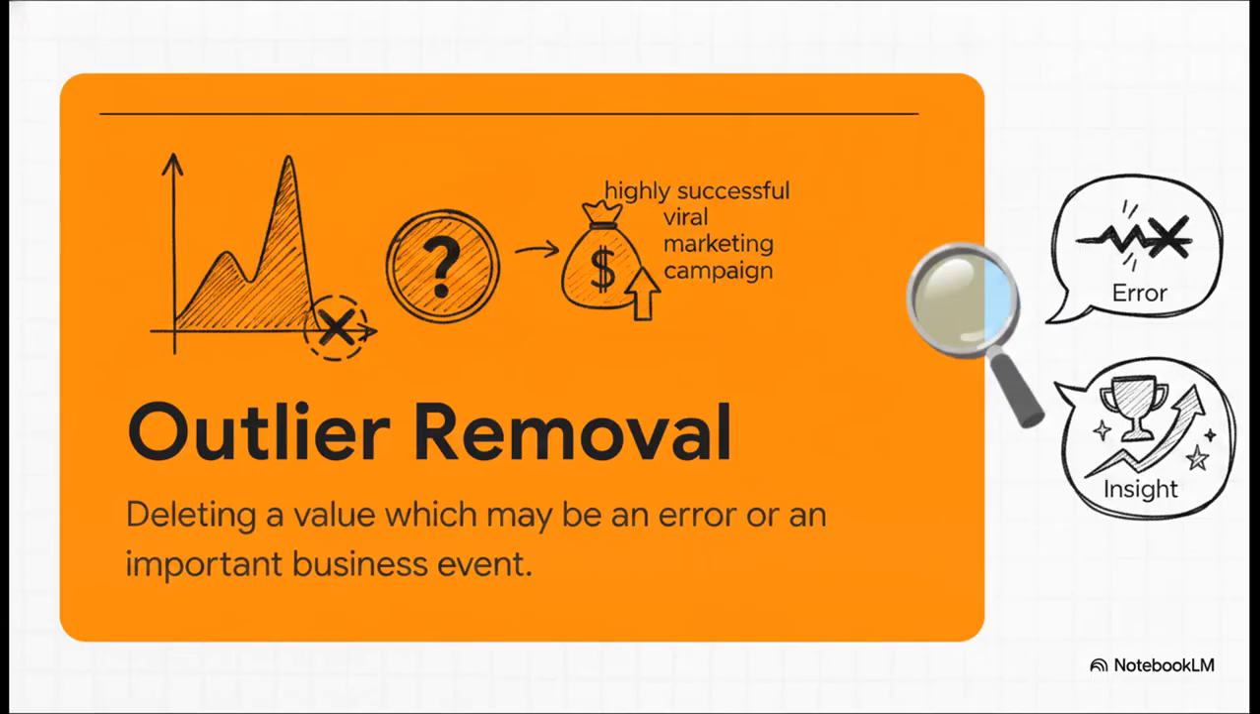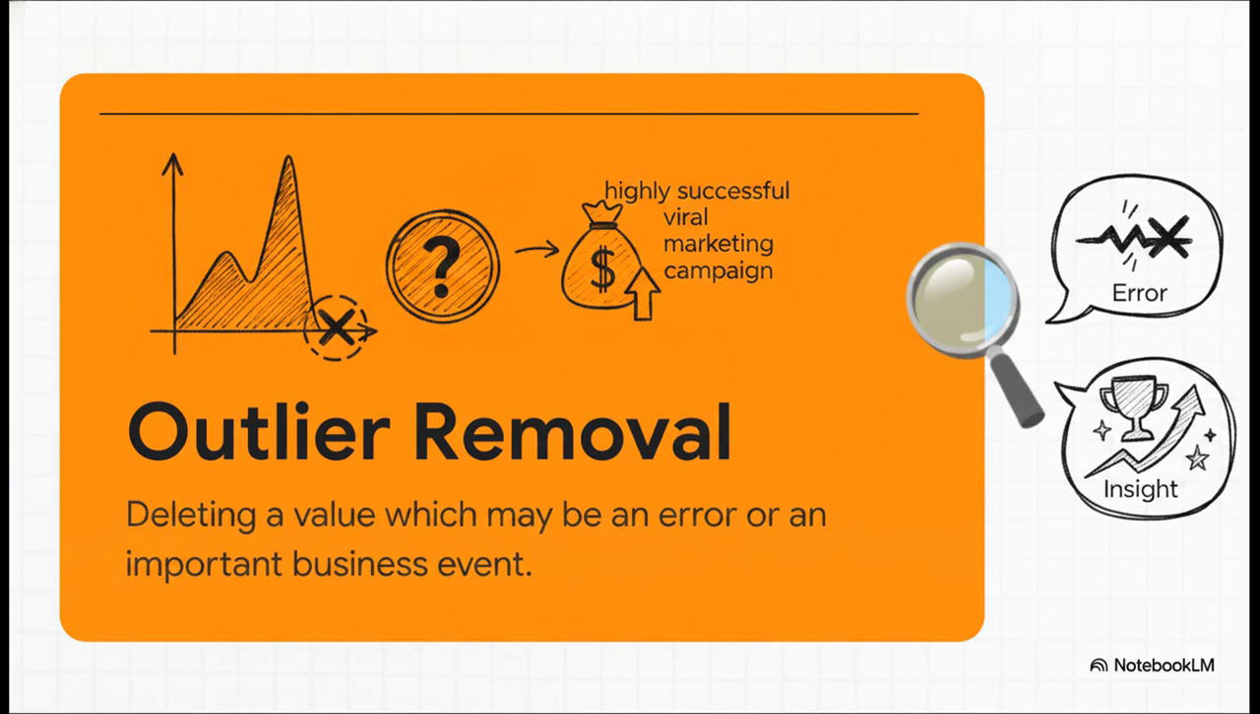Mistake number 3 is a total classic for anyone looking for clean data, and that's automatic outlier removal. Now, an outlier is simply an unusual value that sits way outside the normal range of your dataset. The temptation is always to write a quick script that automatically deletes anything outside of a standard deviation just to make your charts look pretty and your trend lines perfectly smooth.